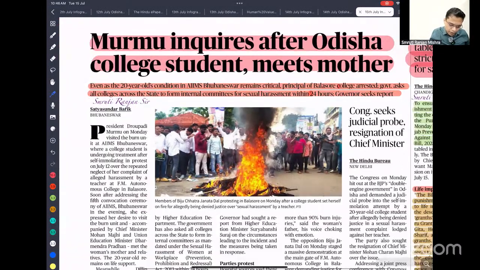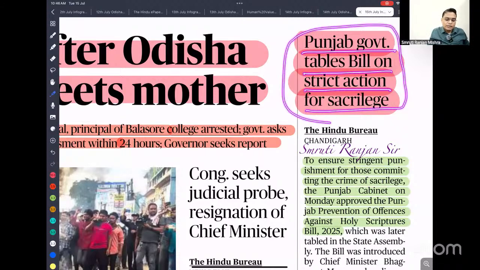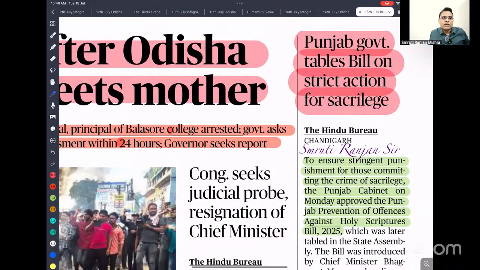Okay. So next important news is the Punjab government tabling a bill on strict action for sacrilege. So what do we mean by sacrilege? Sacrilege means, let's say, if... what is the meaning of sacrilege?